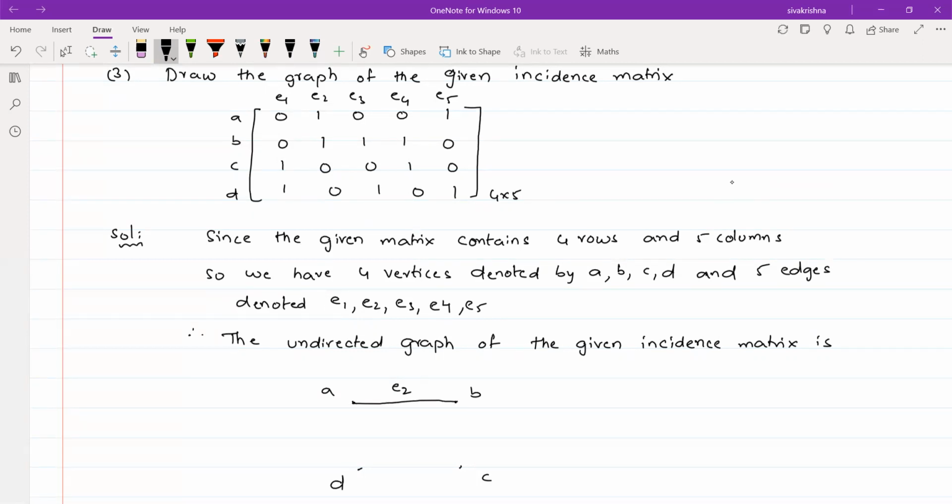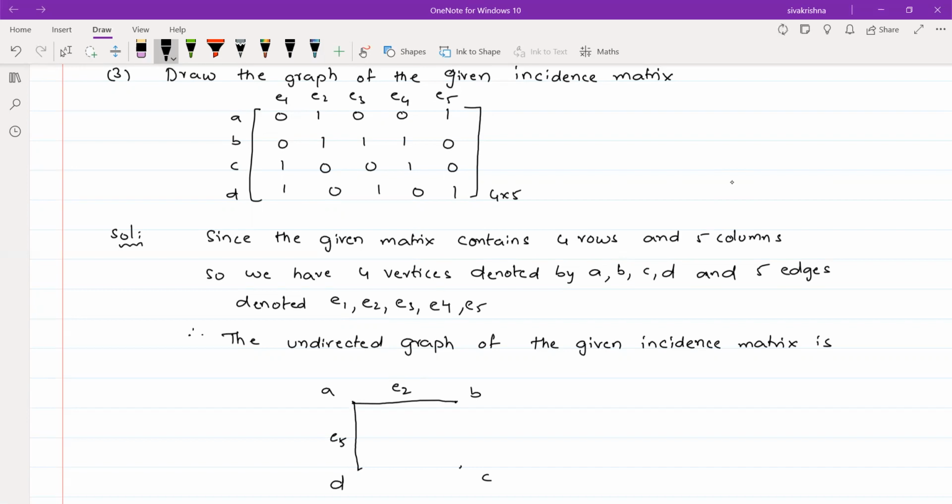So coming to the edge E3, E3 is not incident on A, so we cannot draw an edge. E4 also not incident on A. E5 is incident on A. E5 is also incident on D. Okay, so if you observe ones, we are having ones at A and also at D. So corresponding to E5, it means E5 is an edge incident on both the vertices A and D, so we have to draw an edge from A to D and name it as E5. Okay, first row is completed.